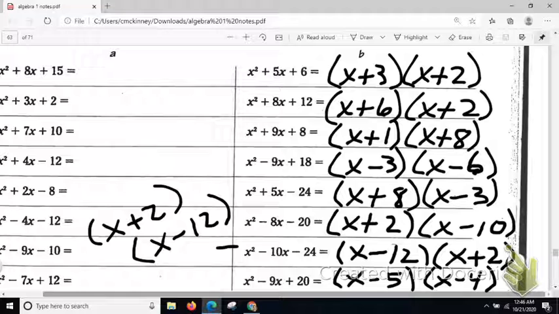All right, so next thing we're going to look at is what the assignment looks like on IXL.